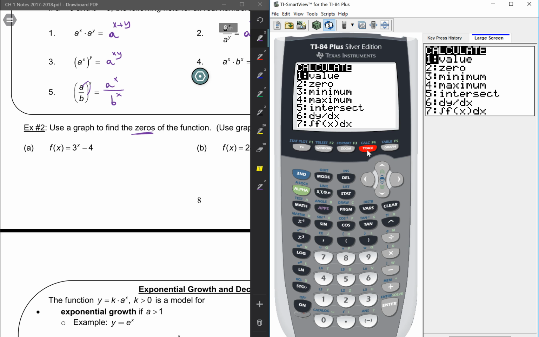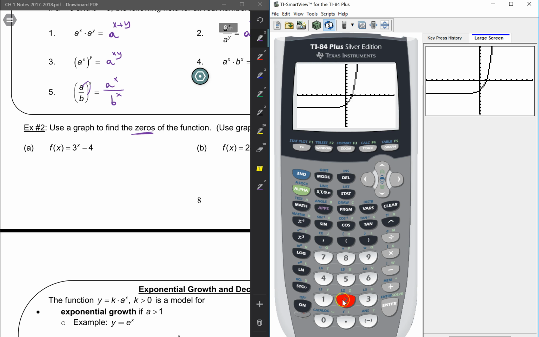And which option? 2 for 0. Now it asks for a left bound. So what I do, this is my fail-safe way. I go to the point. So the 0 is that point, right? My cursor is now on the 0. So I bring my cursor to the point that I'm trying to locate.